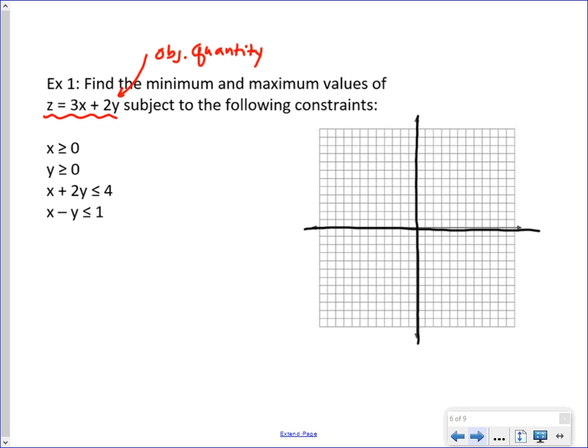How would you graph those lines? Okay, you would solve for y equals mx plus b. Can you do that? Yeah, why don't you go ahead and solve those for y equals mx plus b right now. Or you could leave them as less than or equal to. So x plus 2y is less than or equal to 4. X minus y is less than or equal to 1. Write those in y equals mx plus b form. Isolate y.